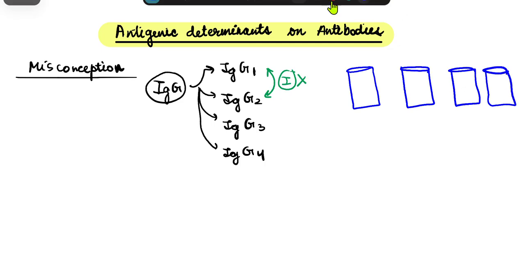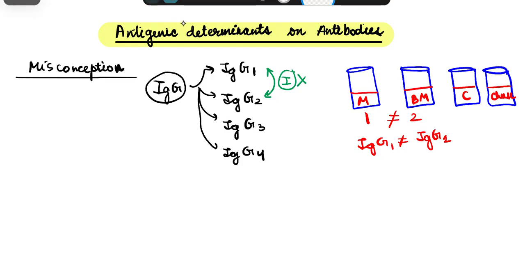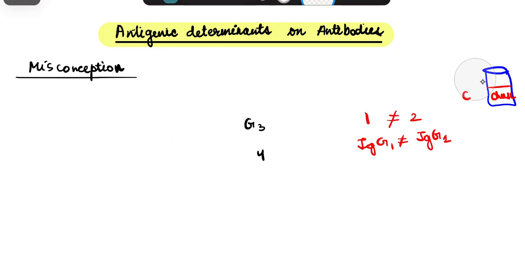Okay, now one of them contains milk, one of them contains buttermilk, one of them contains curd, and one of them contains, suppose, cheese. So all four are products of milk, but they are not similar to each other. One is not equivalent to another. Similarly, IgG1 will not be the isotype of IgG2. Please remember this. Moving on to another categorization, that is allotypes.